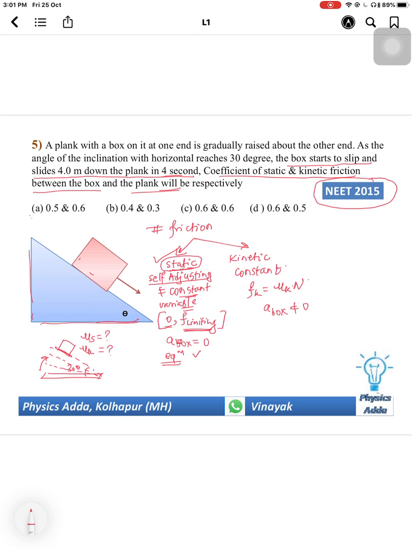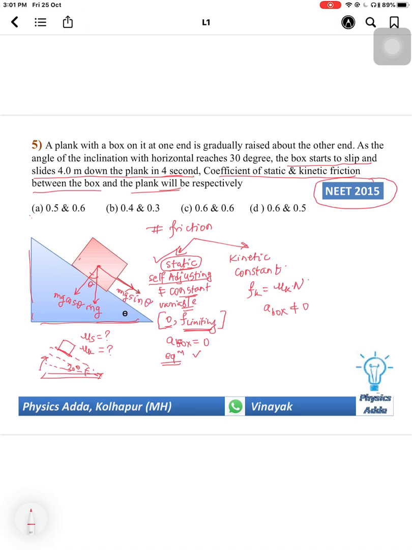So if I am considering the case of static friction, what are the forces acting? The first force is the force due to gravity, mg. So this component will be what? Since this angle is theta, this angle will be theta. So this will be mg cos theta, and this component will be mg sin theta.